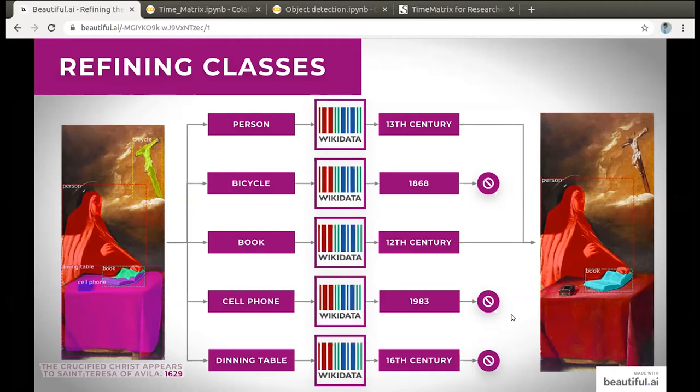According to Wikidata, Google Ngram, Merriam-Webster, it doesn't matter. This logo is just an example of some kind of knowledge source. By comparing the date of creation of the painting with the date of inception of the class, we can delete some classes, as you can see, and we will receive the final result. The final result will be just a person and a book.